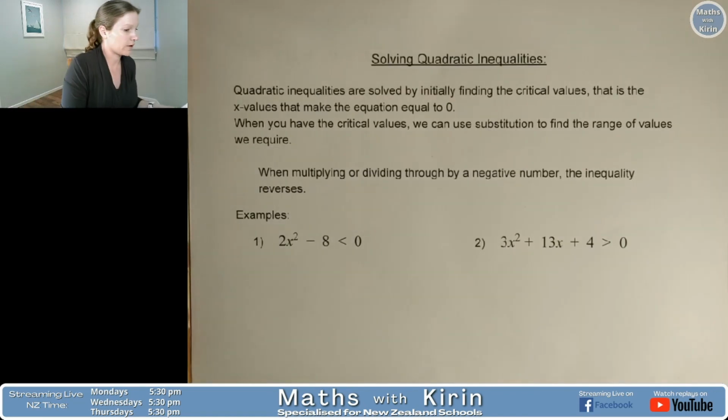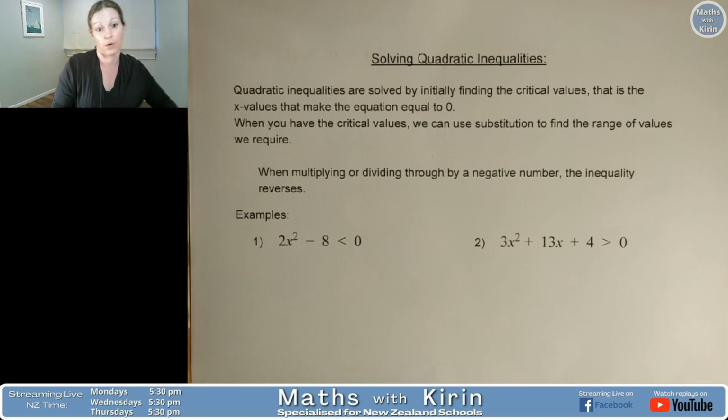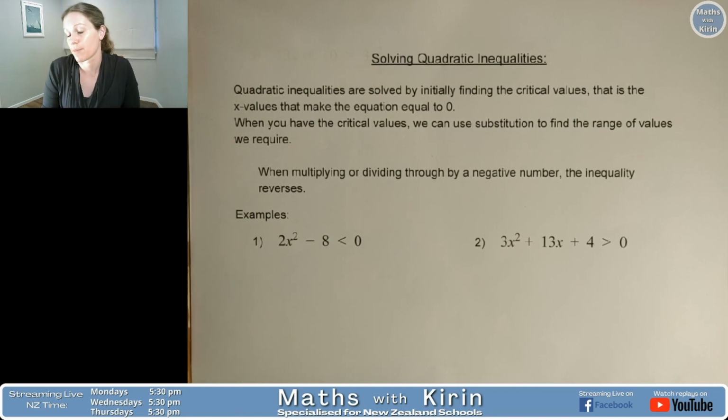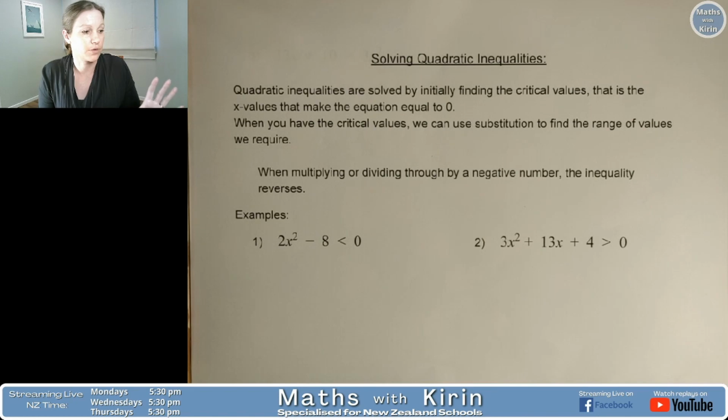Cool. So I'm going to talk through solving quadratic inequalities. As I said before, this has come up at excellence level. If you are not quite so comfortable with solving quadratic equations, then by all means, listen. But you might want to practice solving quadratic equations and make sure you're really comfortable with those before you move to inequalities, even though a lot of it is the same.